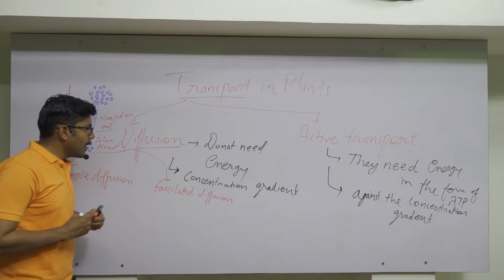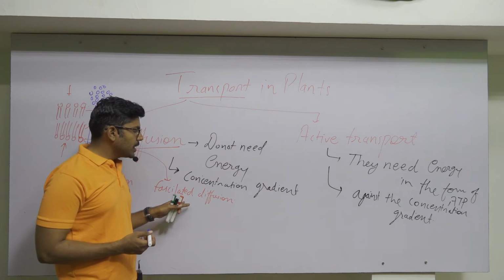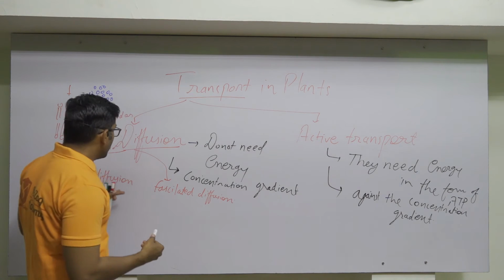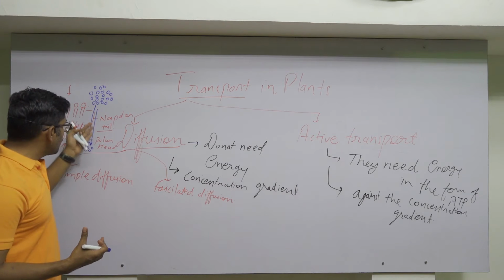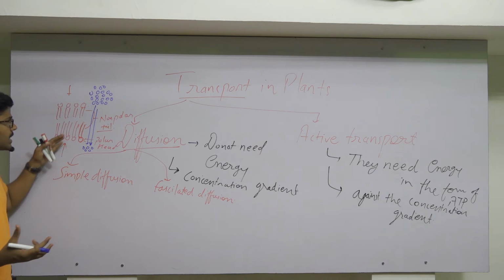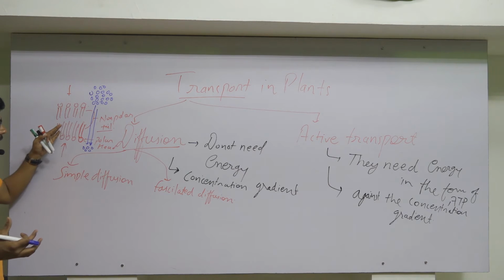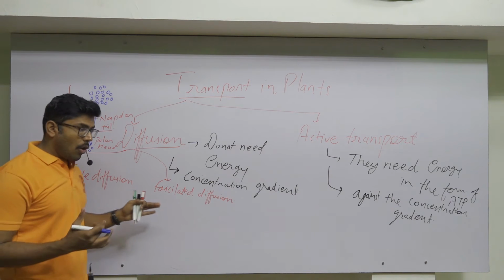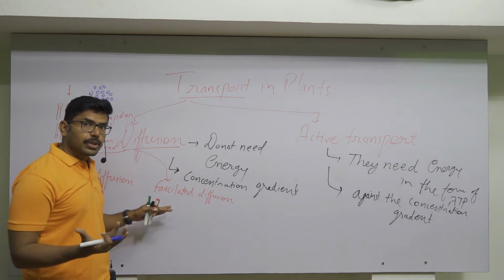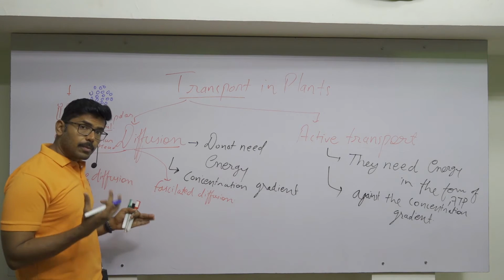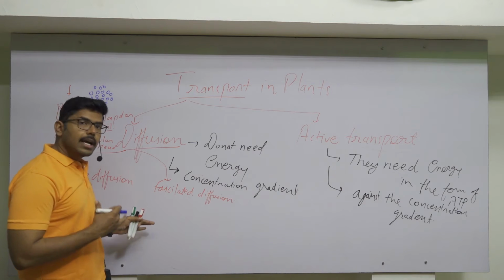And the second one is facilitated diffusion. So what is facilitated diffusion? Some molecules can't be easily transported through this bilayer of lipid. So there is a need for a protein that is called a carrier protein. By that carrier protein, the molecule will be transported through this plasma membrane.